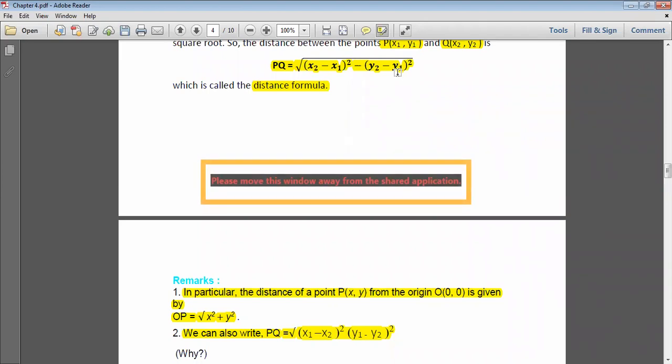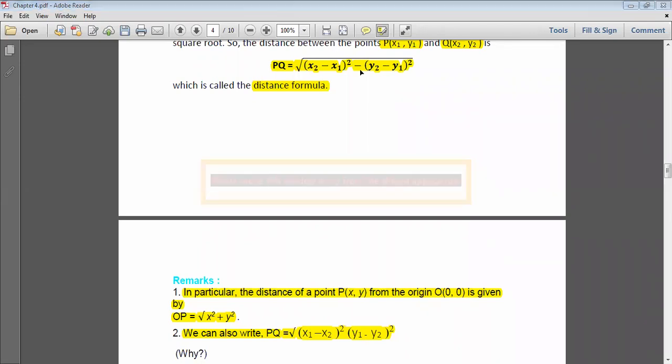It is said that we can write like that, but there is a reason. Can anyone give me a proper reason? Because the square is there. If we get a negative value, the square will become positive, and if we get a positive value, we get a positive value. Yes, that is the reason.